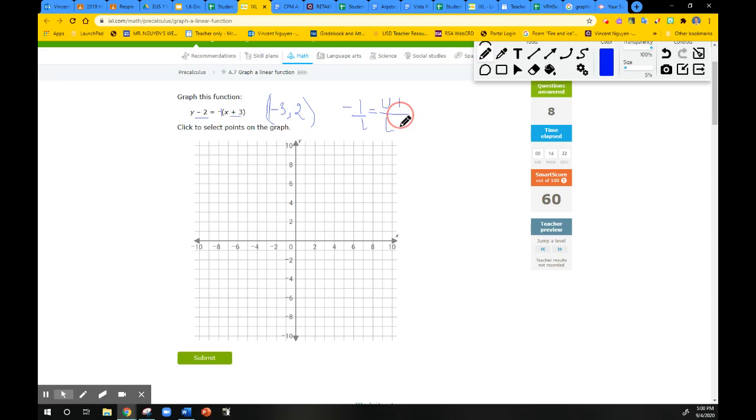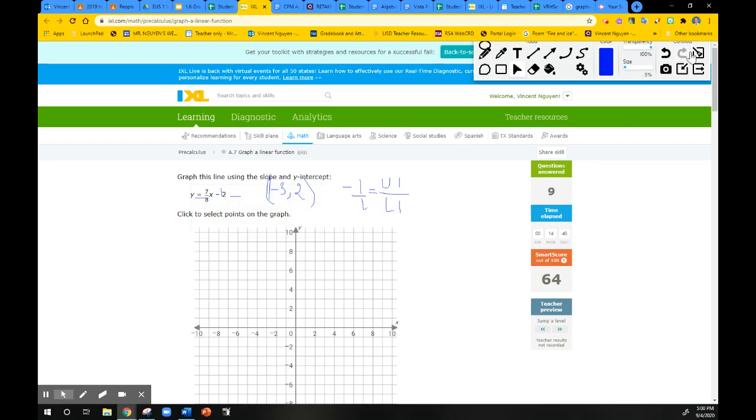What is going on to the left one? Okay, so let's do this. I don't know why that's acting up. Starting at -3, 2. Okay, make sure we plot it correctly. And then we go up 1 to the left 1. There's our line. Submit. Perfect.